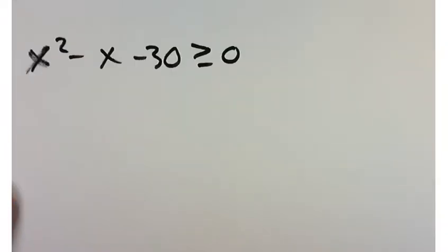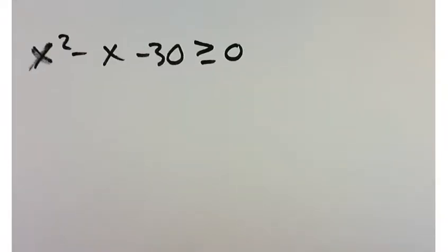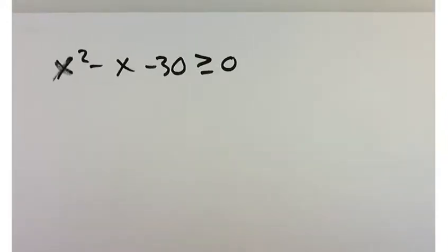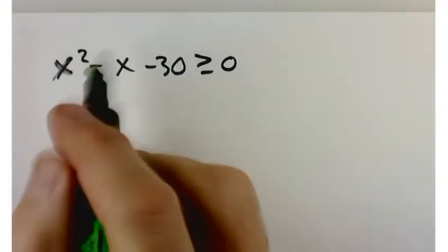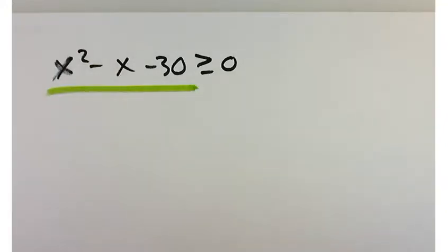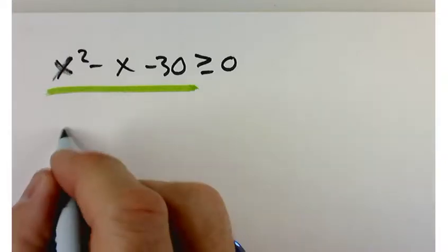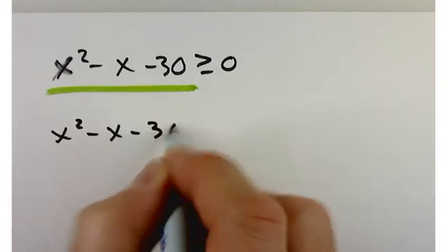Now, I don't have a nice handout for this one, but it'll work out pretty nice. And hopefully we're getting better at this as we go along. So the next one's going to be x squared minus x minus 30 is greater than or equal to 0. The good thing for us on this one is that we've already got 0 on one side. So we're going to take this expression right here and set it equal to 0 to solve. So x squared minus x minus 30 equals 0.